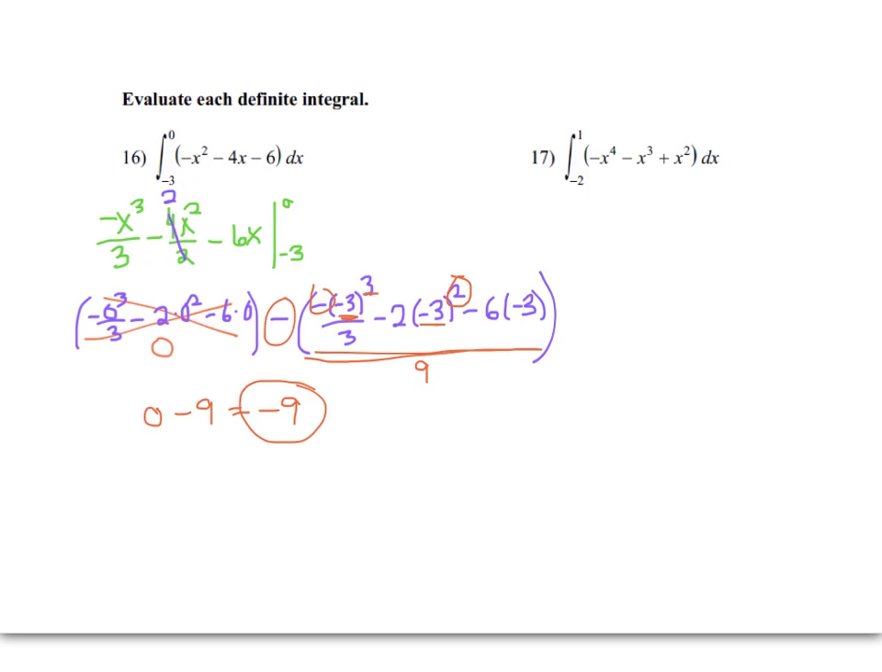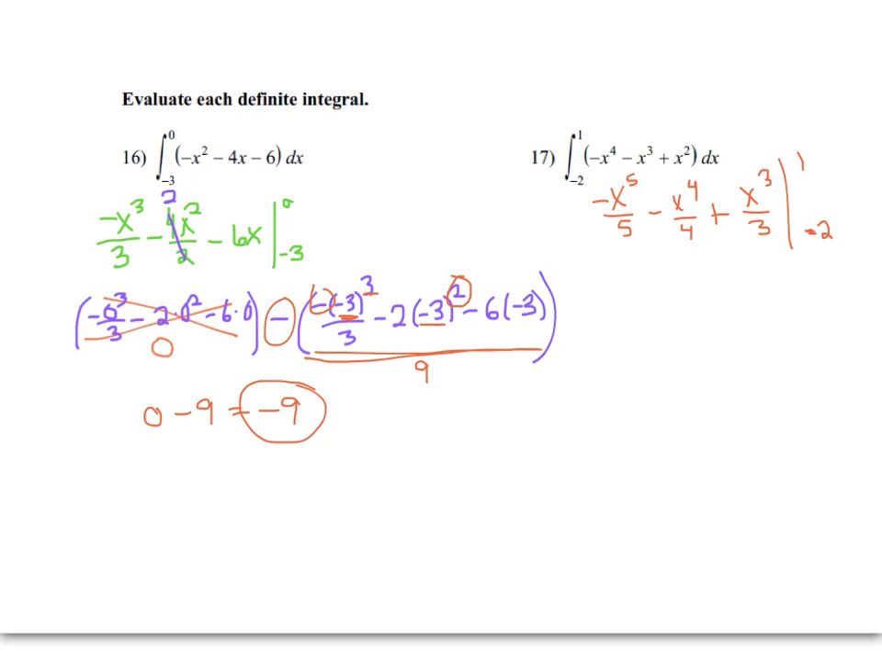On 17, we add a power and divide, so this will be negative x to the 5th over 5 minus x to the 4th over 4 plus x cubed over 3. We're going to plug in 1 and negative 2.